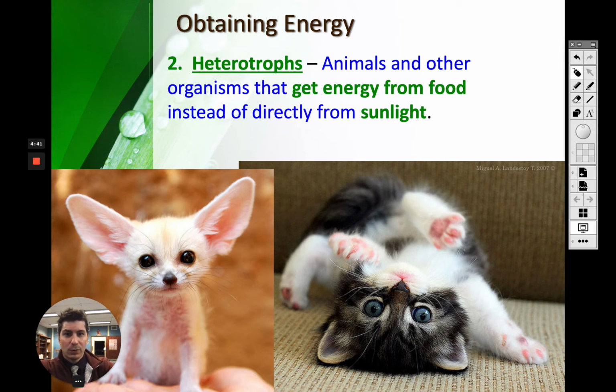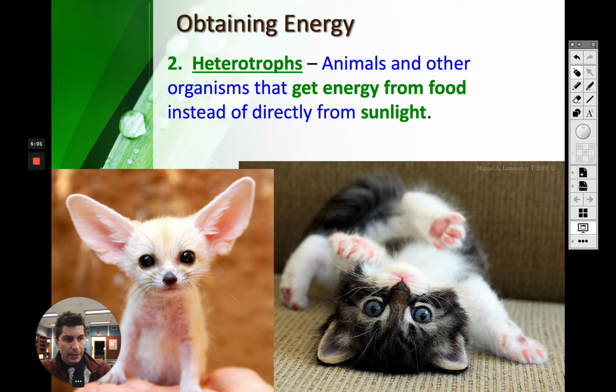Let me present words that are easier for us, okay? These will be easier words. We have us, we have a cow, and we have a plant, all right? The plant is the autotroph. A cow can't do photosynthesis, so it's a heterotroph. And us, we're obviously heterotrophs.